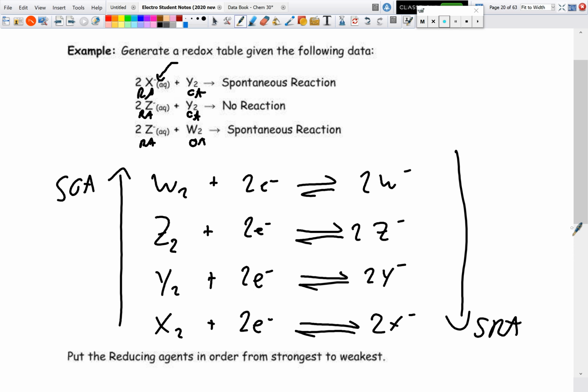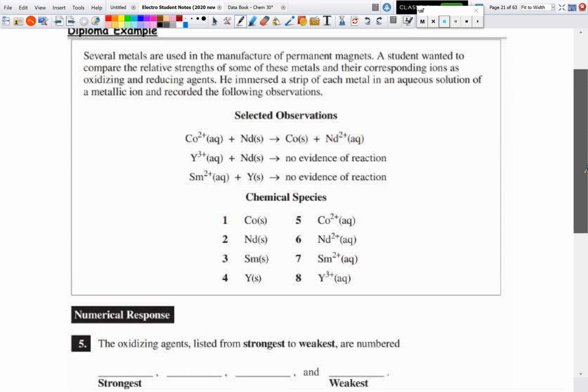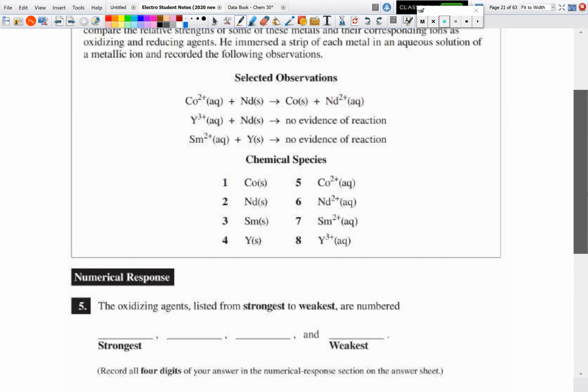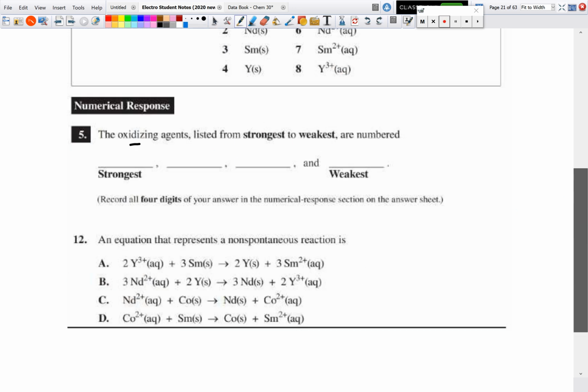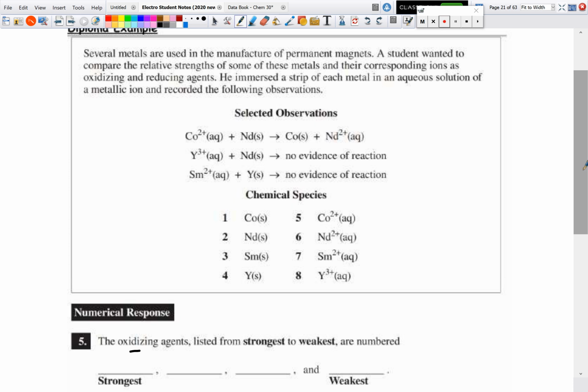And of course, putting our reducing agents in order from strongest to weakest, we got X minus, Y minus, Z minus, and W minus. Very cool. And last but not least, the diploma question at the end, where we have our evidence and we're trying to figure out our oxidizing agents listed from strongest to weakest. Of course, we will need to use a T-chart for this as well.